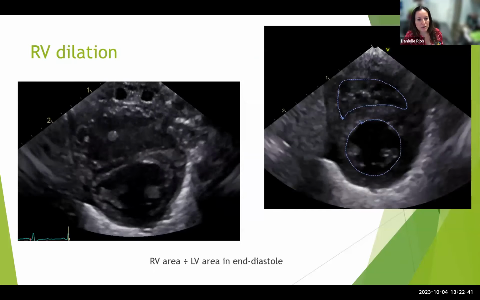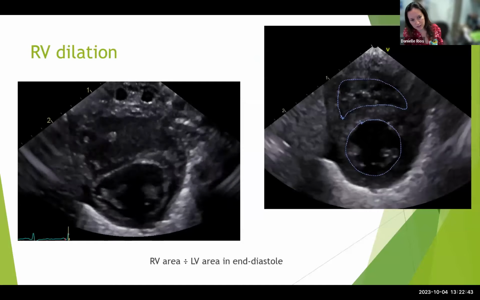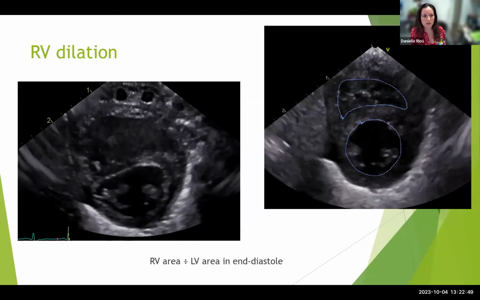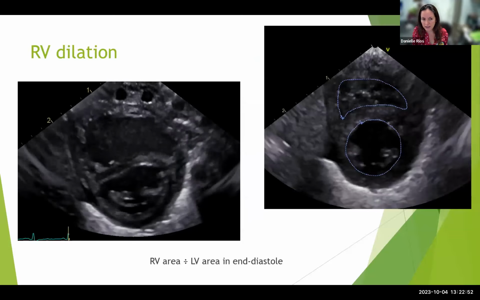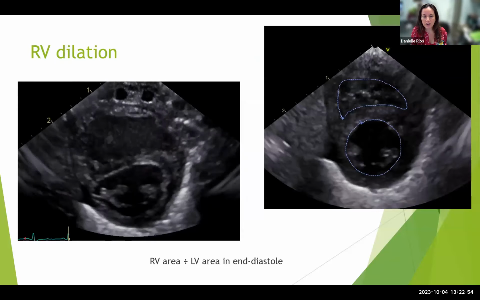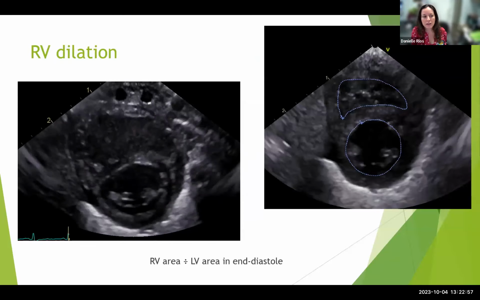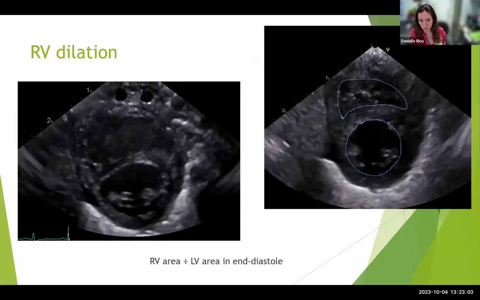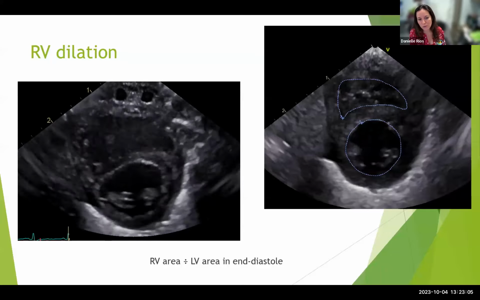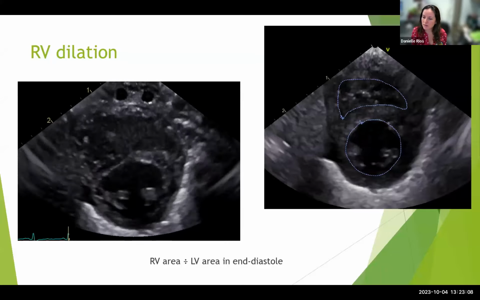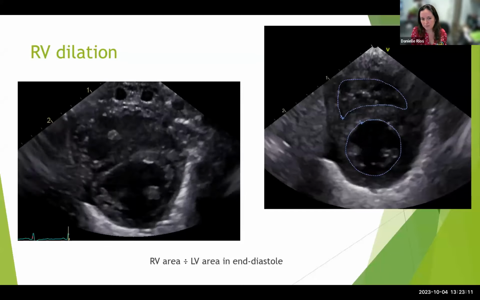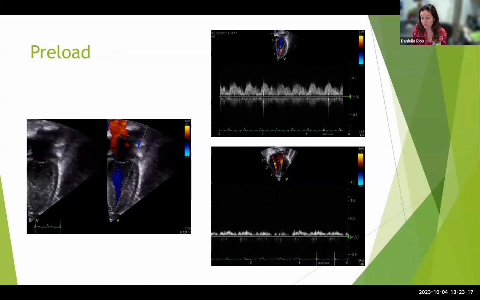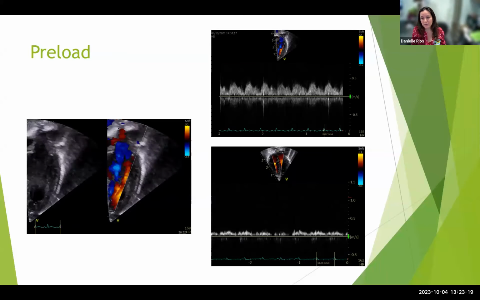So with disease progression, as we've already talked about, it's not uncommon to see RV dilation. One method of following RV dilation longitudinally is measuring the RV and the LV area in end diastole, and dividing the RV area by the LV area to get a ratio. Usually that ratio will be less than 0.5, definitely less than 1. But as the RV dilates, it will increase above 1. And so if we had measured this image on the left, it would definitely be greater than 1.